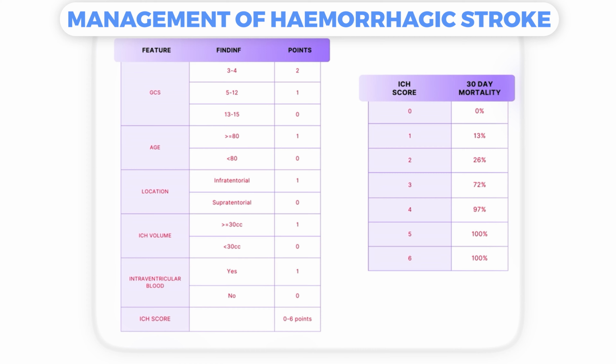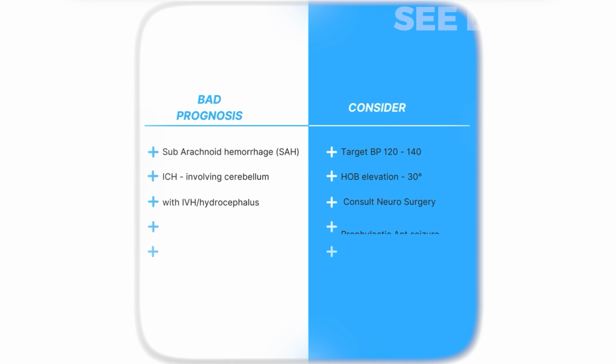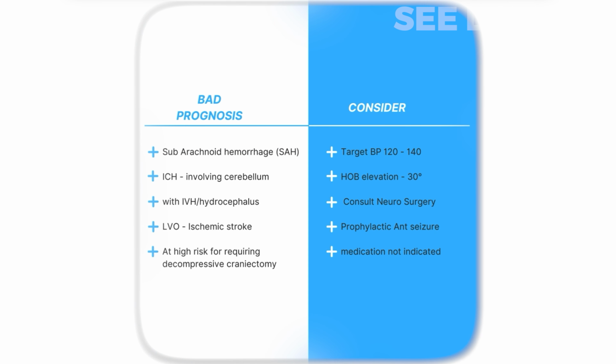So accordingly, the mortality is graduated, and you have to put the patient into neuro ICU, and you don't give alteplase. And you see the markers of bad prognosis of stroke both. Subarachnoid hemorrhage is a bad prognosis, intracerebral hemorrhage is a bad prognosis, as well as intraventricular bleed and hydrocephalus, large ischemic stroke, and the patient who needs decompressive craniectomy.